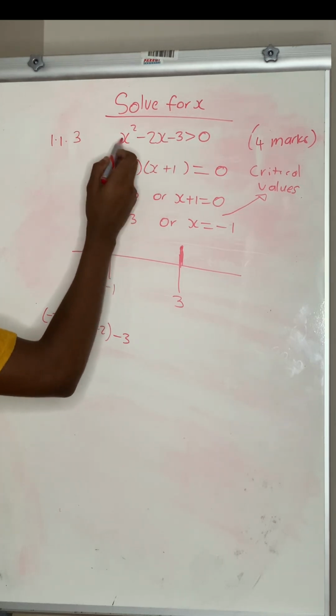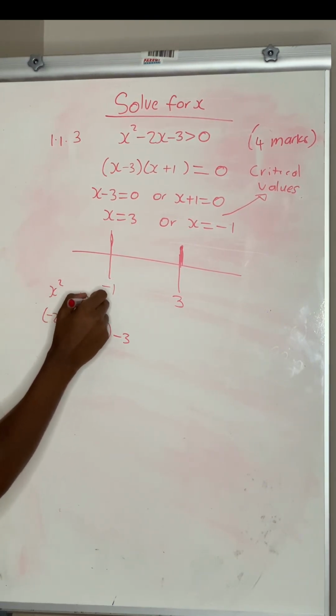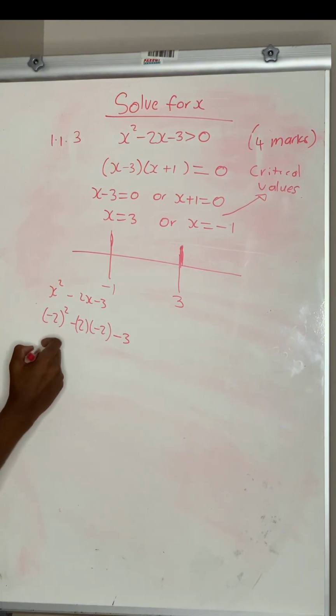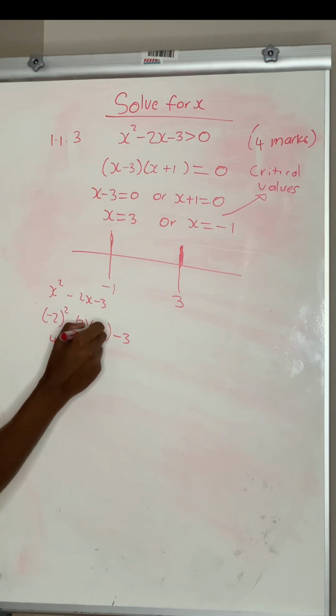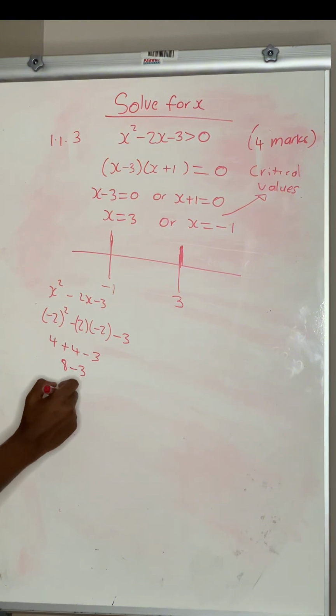So this was the standard form. It was x squared minus 2x minus 3. We then substituted negative 2 in the place of x. So this is going to be positive 4. 2 times negative 2 is going to be a positive 4 again, and then minus 3. So 4 plus 4, that is 8, and then minus 3. The final answer is 5.